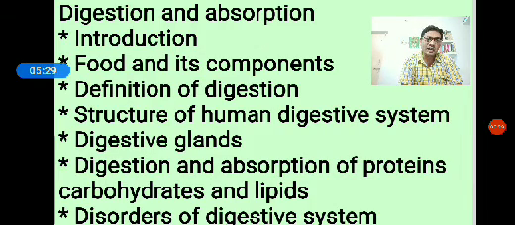The next concept is the structure of the human digestive system. The human digestive system consists of two components. One is called the alimentary canal, sometimes also called the digestive system. Apart from the alimentary canal, one more is called the digestive glands. So in this chapter we are going to study the human digestive system and which digestive glands are present in the human being.